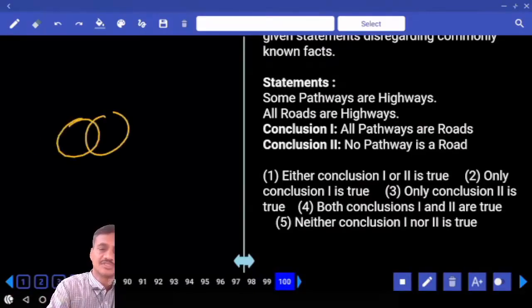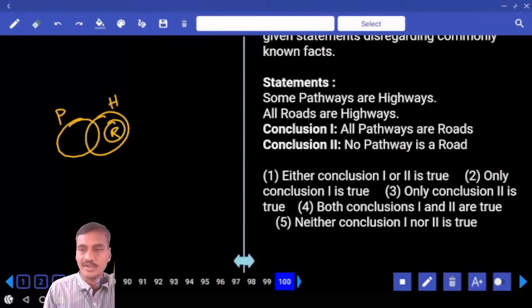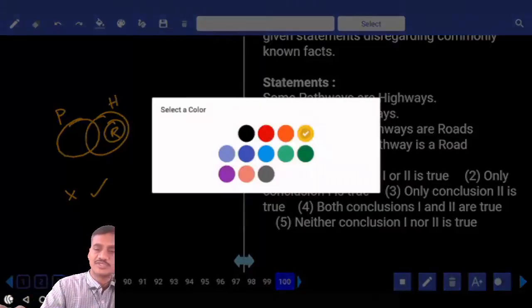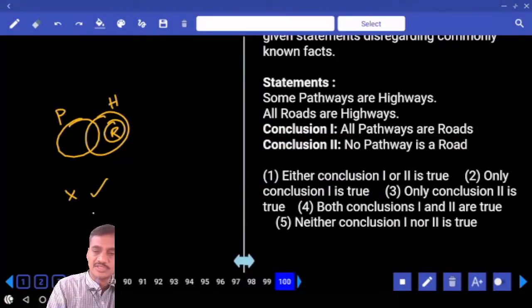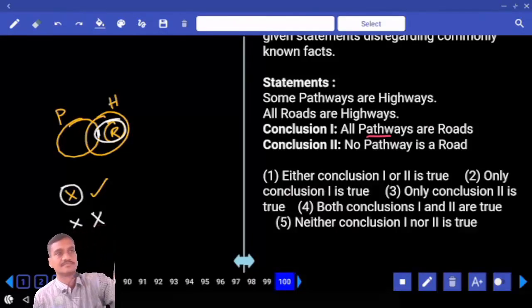And coming to this 100. Some pathways are highways. Now these are the pathways that are highways. And all roads are highways. Now this entire road is a part of highway. And all paths are roads, that is false. And no pathway is a road is definitely true. As no pathway is a road is definitely true, to make this one false, I need to draw that some pathways are roads. Yes. Hence it was false before, and then all pathways are roads. Is it true now? Only some pathways are road is true, but not all. Hence, what is your answer? Neither 1 nor 2, choice 5, question number 100. Clear?